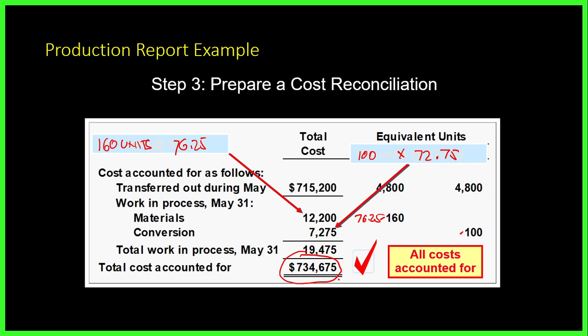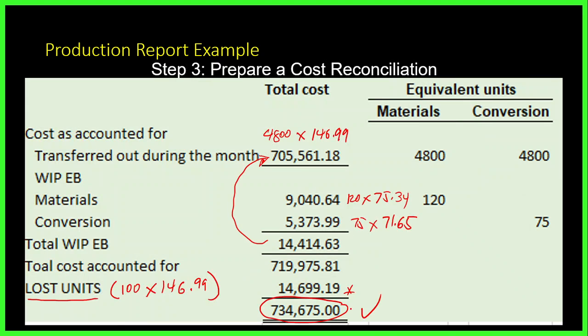Okay, so let's continue. This one is coming from our earlier example. Here there are no loss units, it's 734,675. With loss units, it's still 734,675. Those are the common questions. If you're asked what's the cost of your lost units, it's 14,699.99. If this is treated as an abnormal loss, how much will be absorbed or allocated to your inventories? Your answer will be 0.